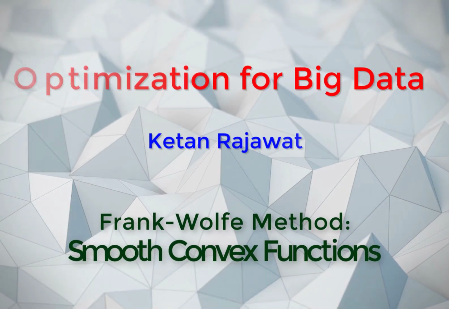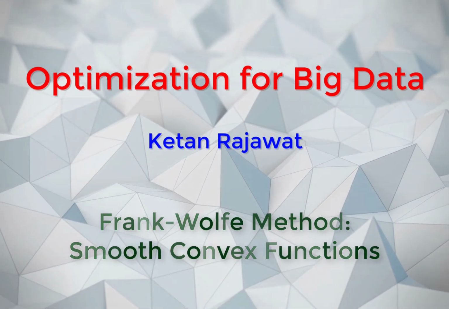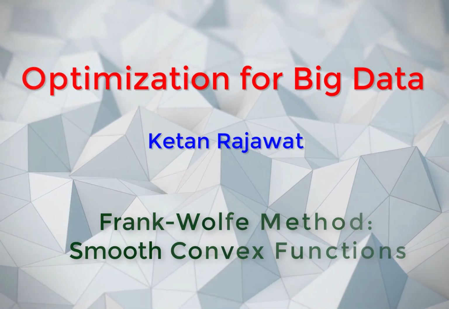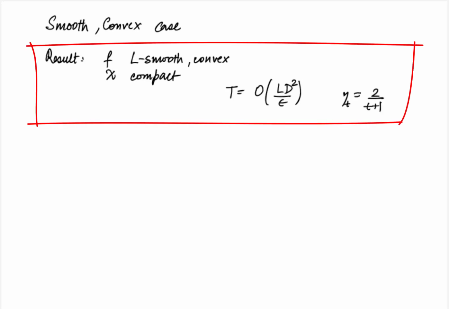Hello all. In this video we will look at the Oracle complexity result for the Frank-Wolfe or conditional gradient algorithm for smooth and convex functions. So let us look at the result for the smooth and convex case. The result is that for L-smooth and convex functions and for compact calligraphic X, the Oracle complexity to ensure that the optimality gap is less than epsilon is given by t equal to order LD square by epsilon, for the step size eta t equal to 2 by t plus 1.